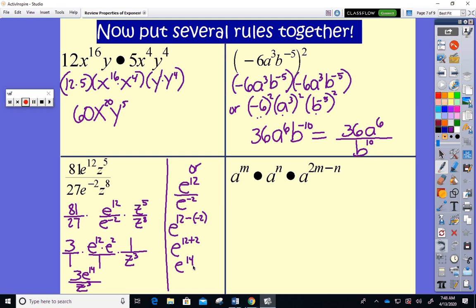Guys, on this next one, it's just to add all the exponents because you're multiplying like bases. So I'm going to say m plus n plus 2m minus n. Oh, good, the n's cancel. So it's a to the 1m plus 2m, which is 3m. So that one looks worse than it is.